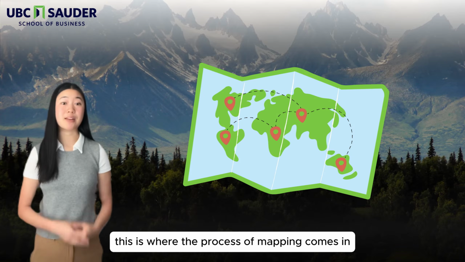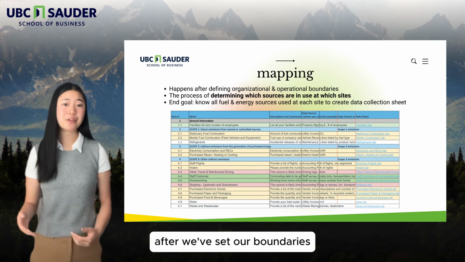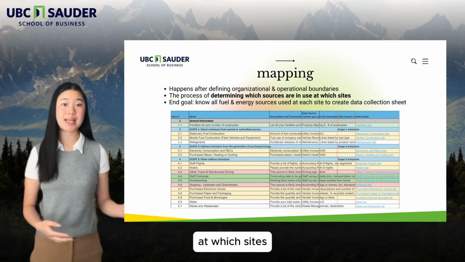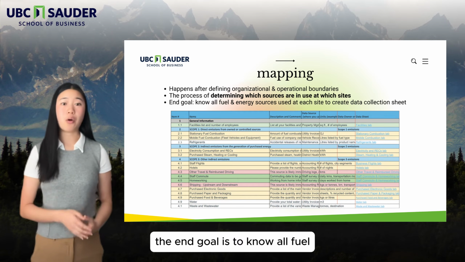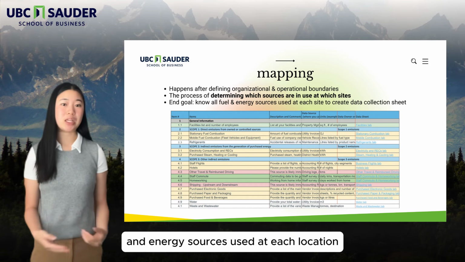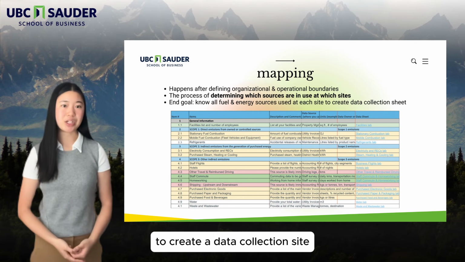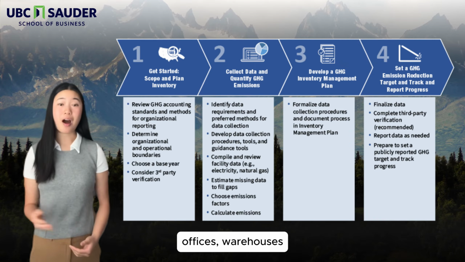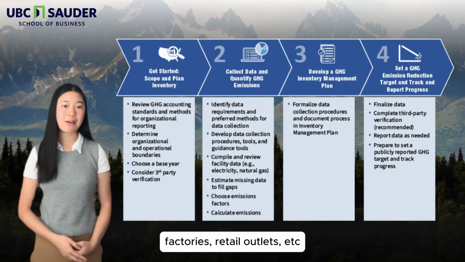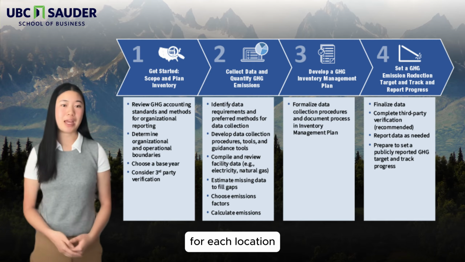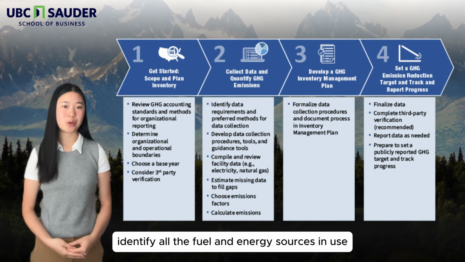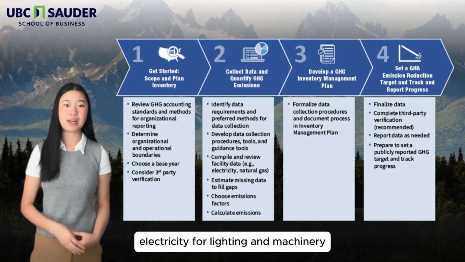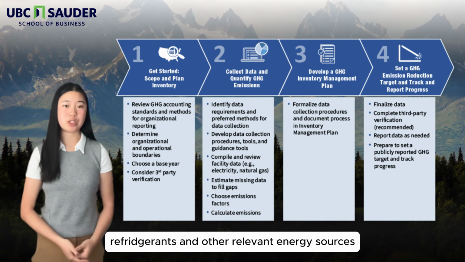This is where the process of mapping comes in. After we've set our boundaries, we're going to determine which sources are in use at which sites. The end goal is to know all fuel and energy sources used at each location to create a data collection site. We're going to begin by listing all operational sites: offices, warehouses, factories, retail outlets, etc. For each location, identify all the fuel and energy sources in use. This includes gas for heating, electricity for lighting and machinery, refrigerants, and other relevant energy sources.